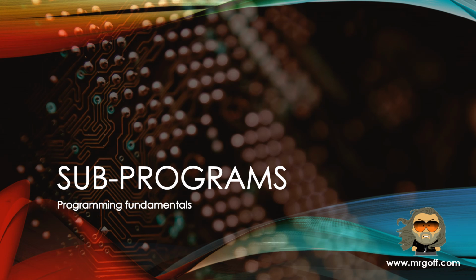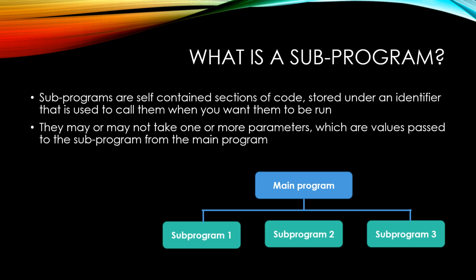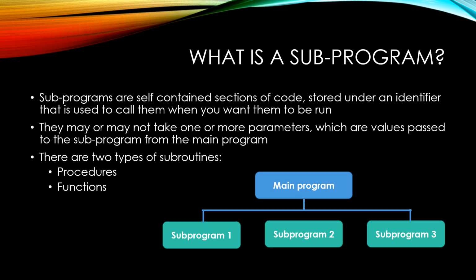This video will focus on subprograms. Subprograms are self-contained sections of code stored under an identifier that is used to call them when you want them to be run. They may or may not take one or more parameters, which are values passed to the subprogram from the main program. There are two types of subroutines: procedures and functions.